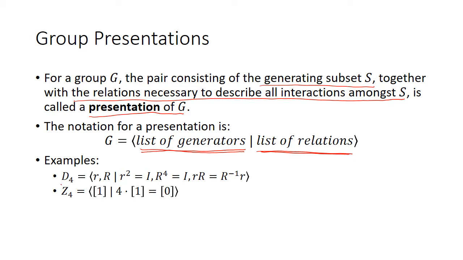So for example, if we look at D4, which again is the symmetries of the square, we can write D4 as little r, big R such that little r squared is I, big R to the 4th is I, and then we also have this last relation here. Similarly, oh, this is a typo here. Sorry, this is supposed to be double Z. So Z4, the cyclic group of 4 elements, can be written as the generator 1, or the congruence class of 1, such that 4 times the congruence class of 1 equals 0.